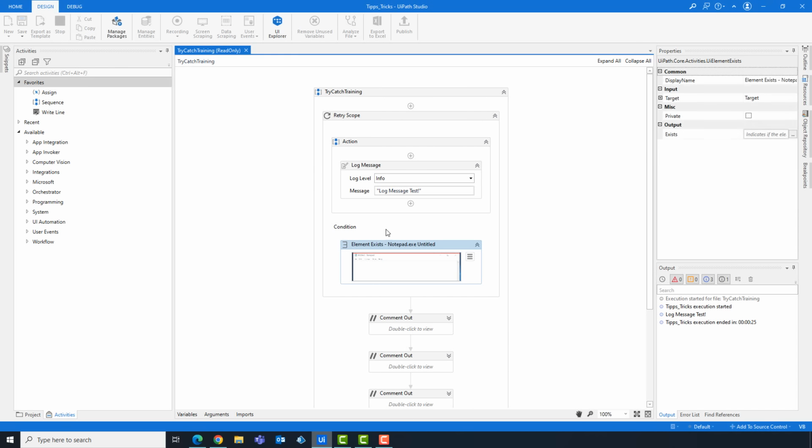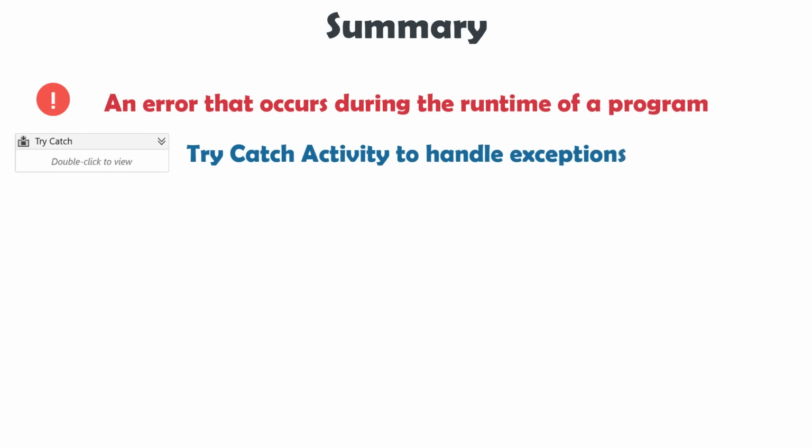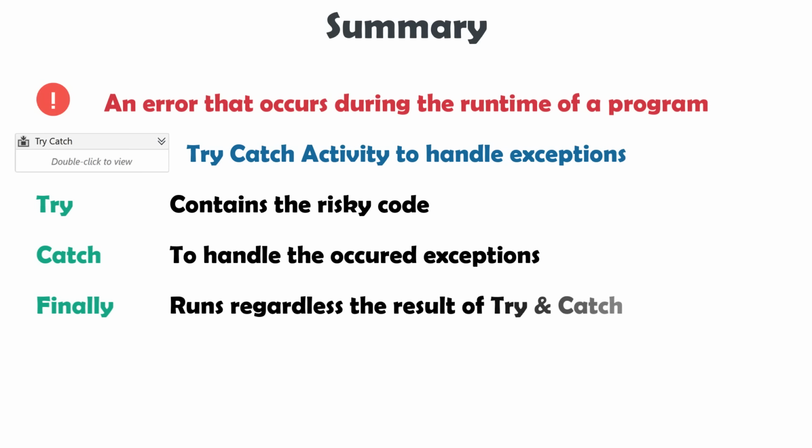So we are now at the end of this video. Let me now summarize the most important points from this video, which you should know. Exception is an error that occurs during the runtime of a program. Trycatch activity is to handle exceptions in the process. It consists of 3 sections: try, catch, and finally. Try contains the risky code. Catch is to handle the occurred exceptions. Finally is where we set activities, which should run regardless of the result of try and catch.